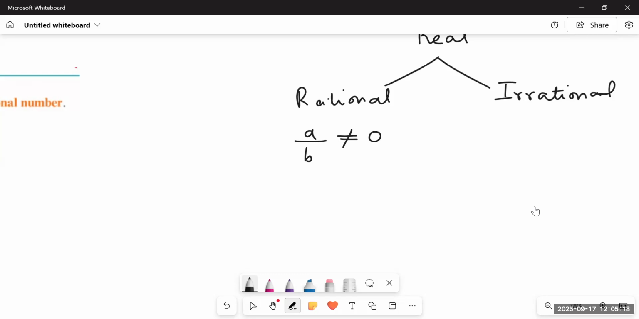So what numbers are included in rational numbers? All the natural numbers, that is starting from 1, 2, 3, 4, and so on.